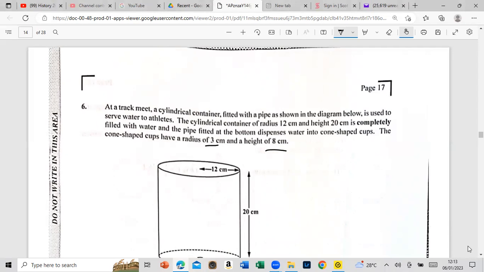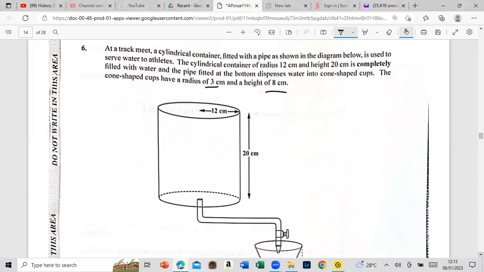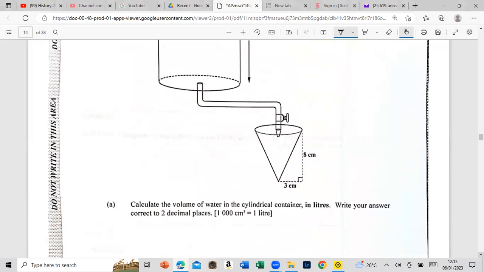All right, so let's see what they say now. You should calculate the volume of the water in the cylindrical container in liters. Write your answer correct to 1 decimal place, please. Bear in mind, 1000 cm3 equals 1 liter. Okay then, let's find the volume.